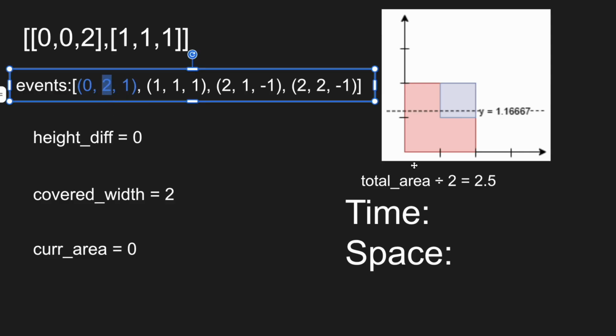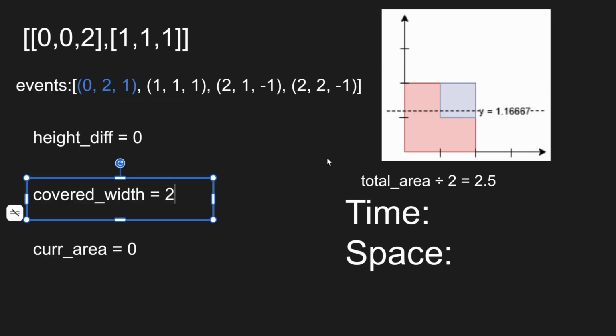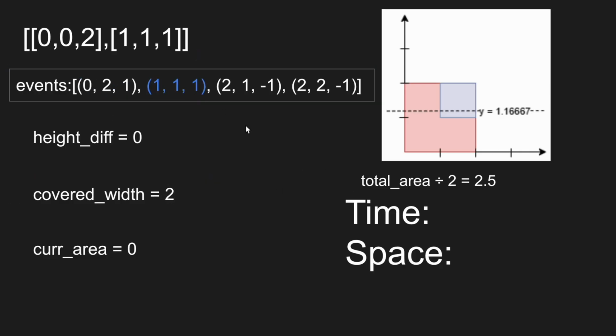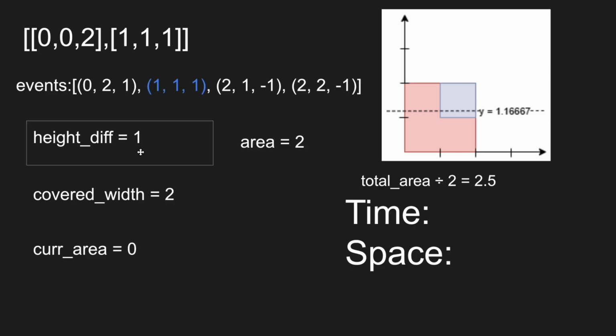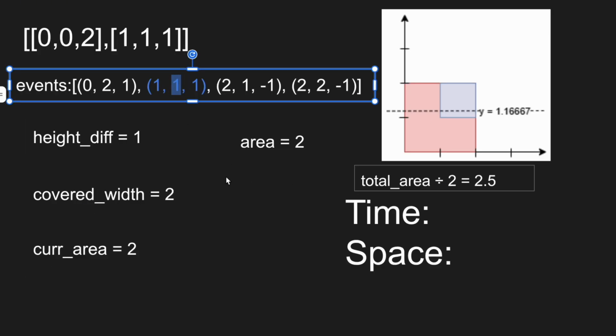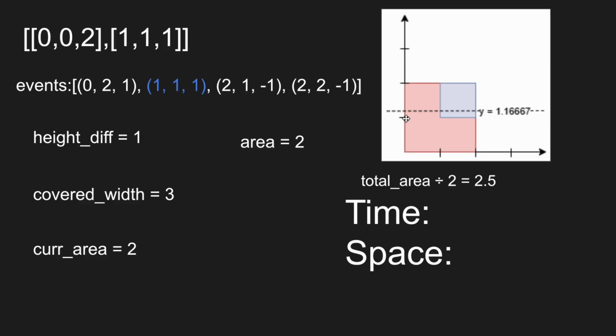Now we see that the length has 2, so we will change the width to 2, and now we come to the next one. It will have a height difference of 1, so we change height to 1, and 1 times 2 will have an area of 2, so we add 2 to the current area, and now we can edit the width at 1. It will have a length of 1, so we need to add 1 to the width, so now it has a width of 3. Now we move on to the next one.